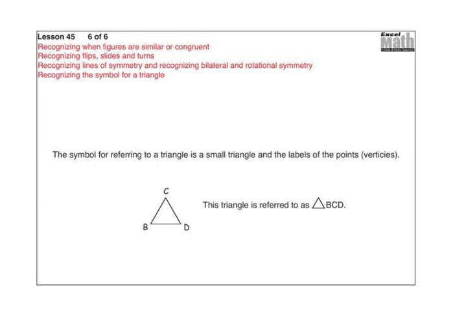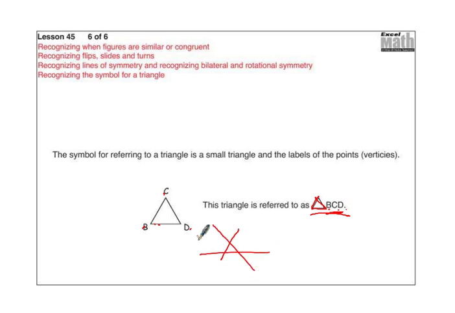All right, the symbol for referring to a triangle is a small triangle and the labels of the points. So this triangle right here is named as triangle BCD. Triangle BCD. That's how I name a triangle.